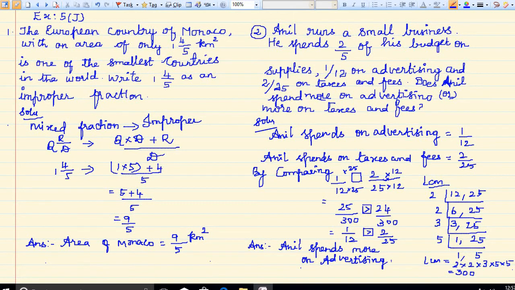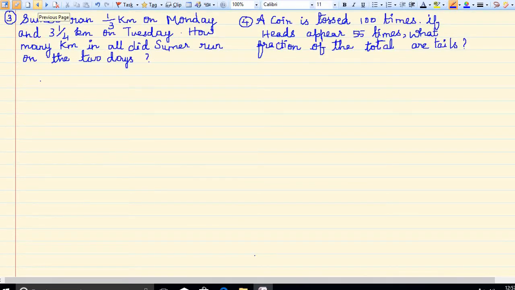See, I am going to compare the two fractions by taking the LCM. I make my denominator the same, and then with the numerator I compare and find out the answer. Next, I will move on to the third sum. See the third sum. Sumer ran 1 by 3 kilometer on Monday and 1 by 4 kilometer on Tuesday. How many kilometers in all did Sumer run on the 2 days?